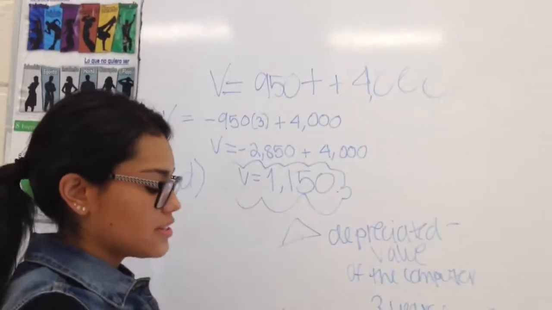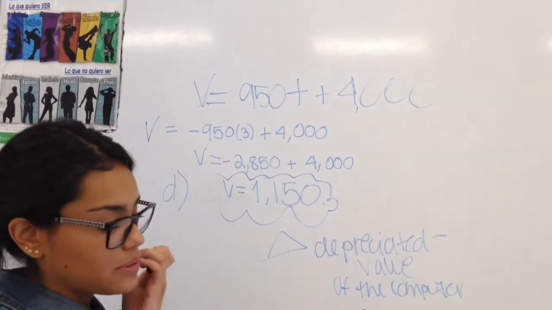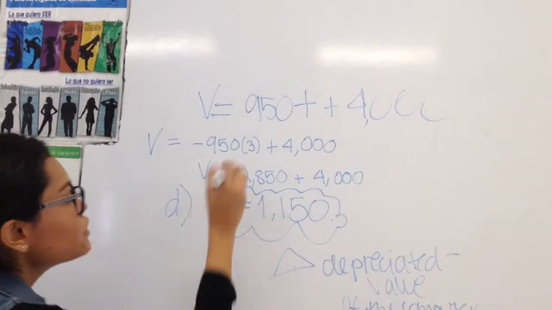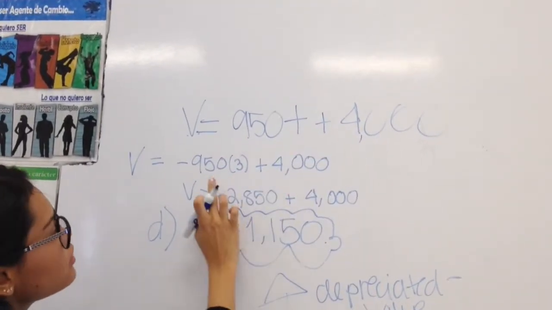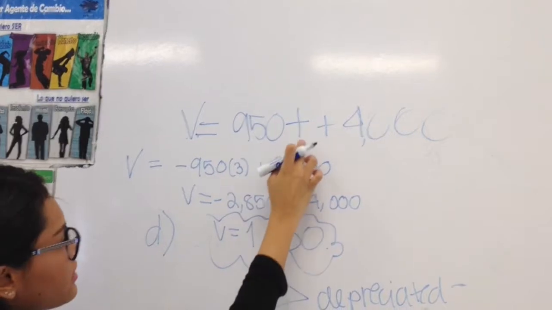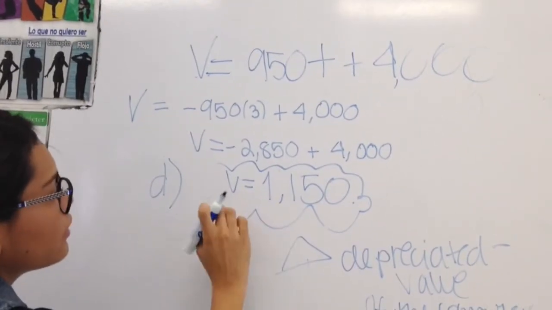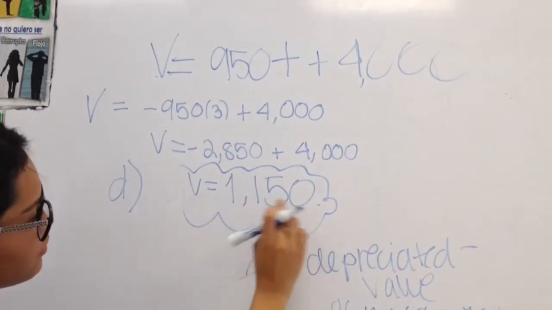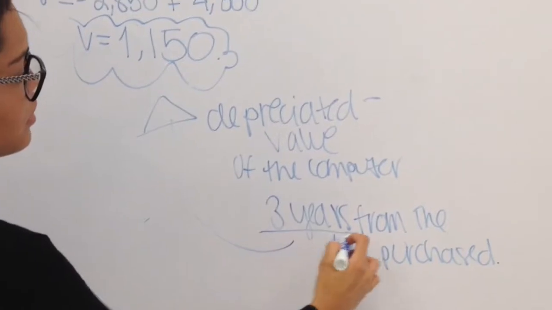Our last question states, find the depreciation value of the computer 3 years from the date of purchase. Okay, so what you have to do is substitute your t, which is time, with 3 years. So instead of putting t, you put a 3. And when you solve this, you get $1,150. So that's the 3-year depreciation value.